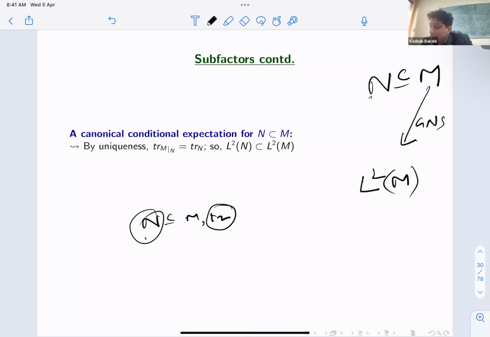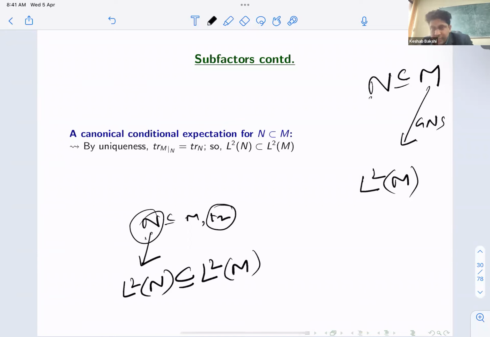So using that trace also from N, we can define another Hilbert space L²(N), doing the GNS construction. So we have an inclusion of Hilbert spaces L²(N) subset L²(M). And that was the key point. We have an inclusion of II_1 factors, and now we have an inclusion of Hilbert spaces. Now you can do the geometry.